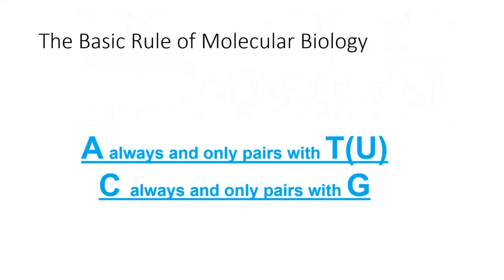The basic rule of molecular biology is that those four nucleotides pair with each other in very specific ways. The A always and only pairs with a T, or in the case of RNA, a U, and the C always and only pairs with a G. This rule is critical for understanding all parts of the central dogma of molecular biology.